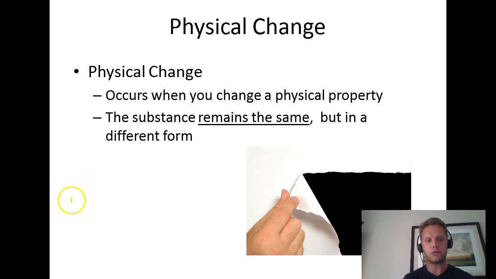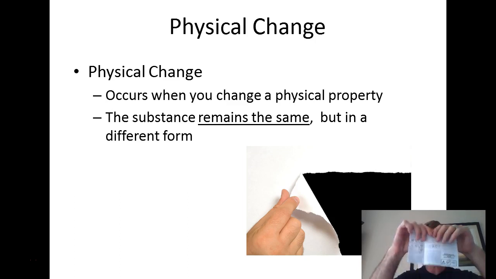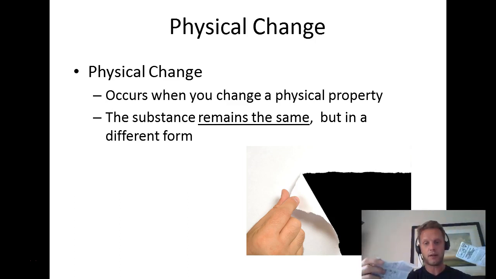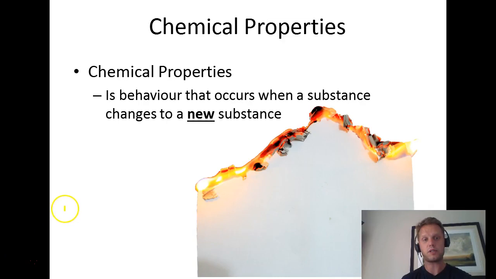So a physical change, for example, is a change in a physical property, but the substance remains the same. It isn't in a different form. I didn't change the molecule. So if I rip this paper apart, it's still paper. Even though I can't put it back together, I didn't change the chemical properties of this piece of paper. I changed the physical properties. I changed the shape of it. So that's it.